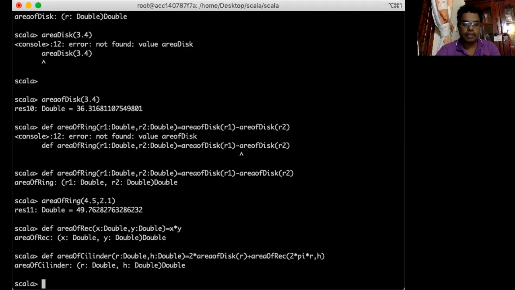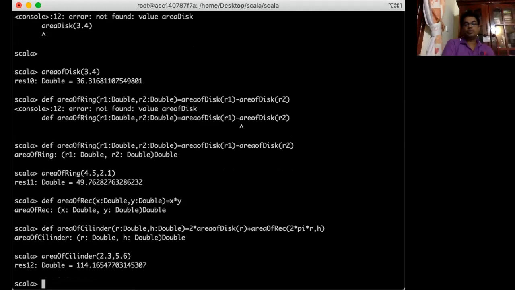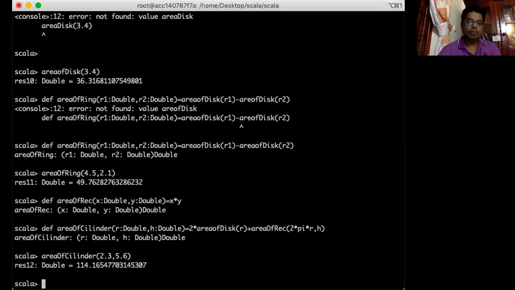So if I want to calculate the area of the cylinder with 2.3 radius and 5.6 height, I get the answer 114.16. So you see how easy it is to solve problems if you divide them into a small set of functions. Right. Then we had another interesting problem discussed in this class, that is calculating the salary of a person. So salary, we said, has two parts, that is normal wage and then OT.